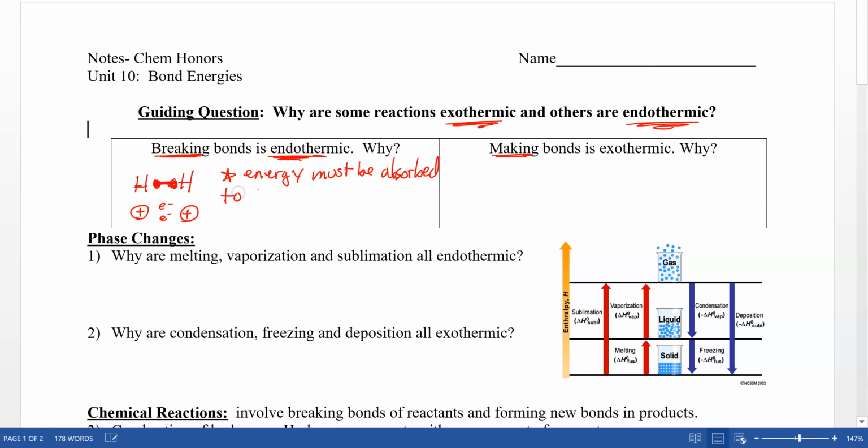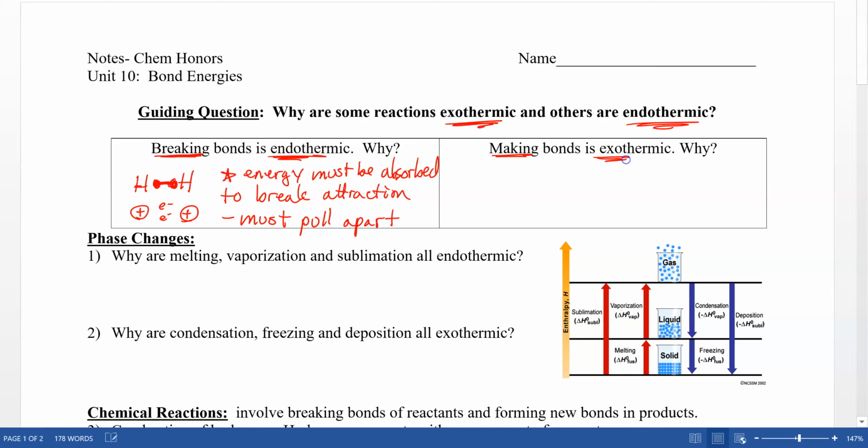to break the attraction, right? You must pull them apart. They're attracted to each other. So you're going to put in energy and use that energy to pull them apart. So that's going to be endothermic. The reaction has to basically absorb energy to pull apart those hydrogen atoms.